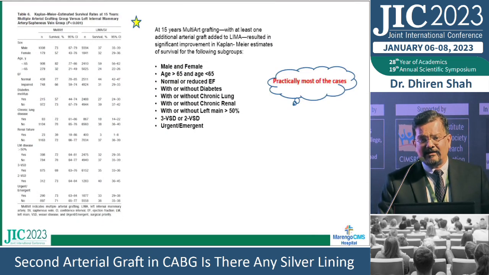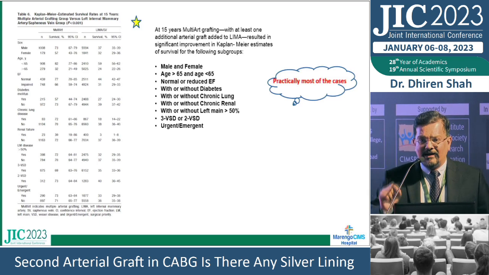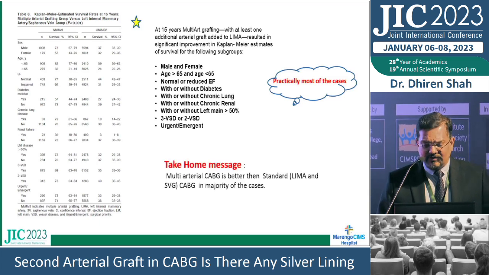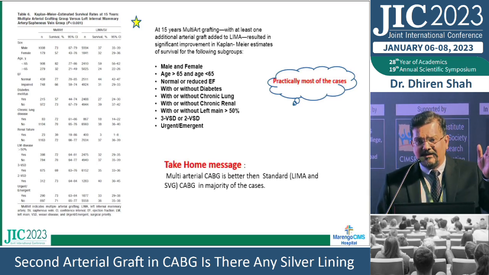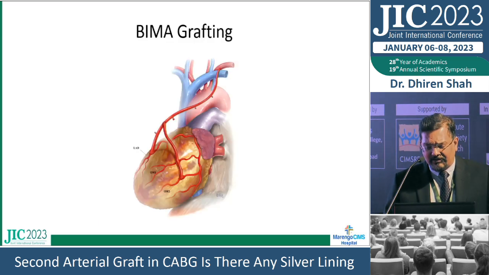And this is the meta-analysis which has shown that at the end of 15 years, whether the patient is male, female, age less than 65, more than 65, with diabetes, chronic lung disease, renal disease, or anything, practically the whole subset of patients benefit by getting multi-arterial grafts. So there is no doubt about it. So the take home message: any patient referred for bypass surgery should get multi-arterial grafts.